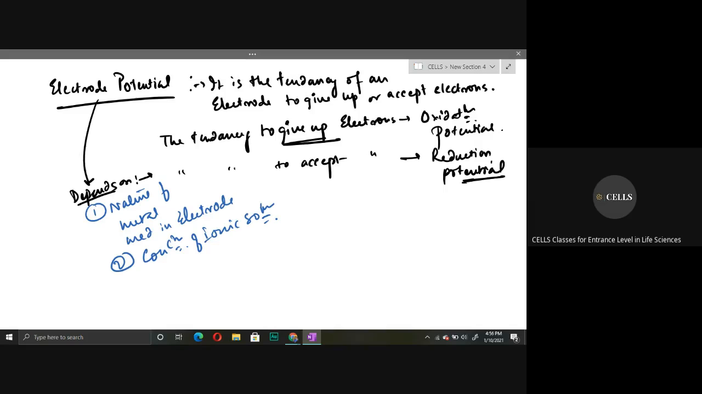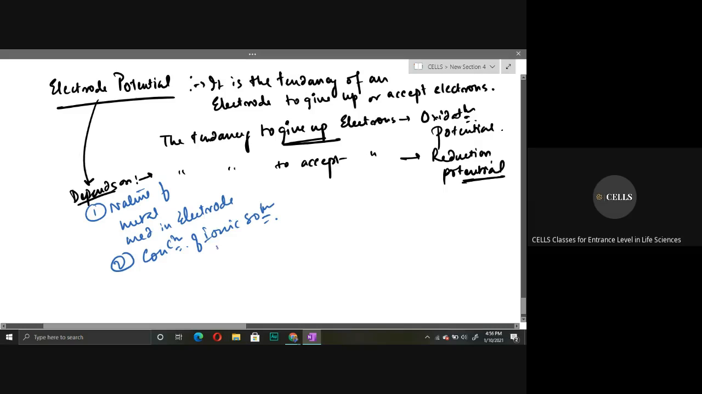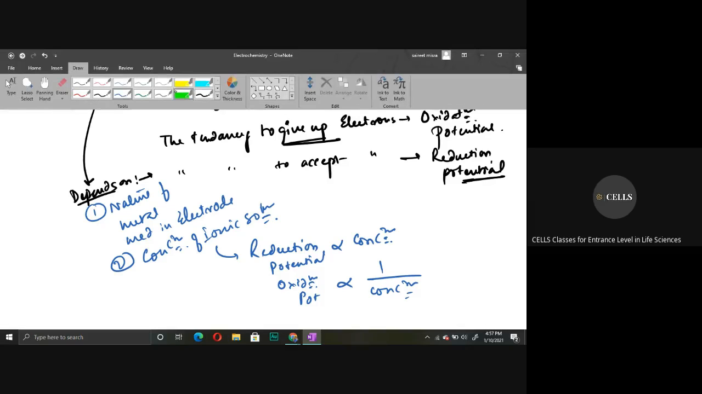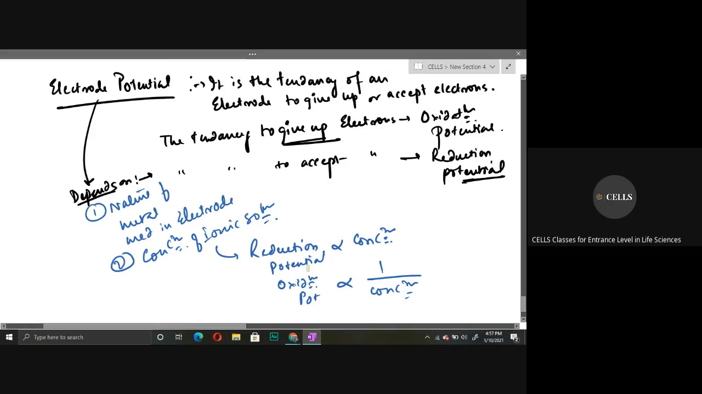Now just remember this: reduction potential is directly proportional to the concentration, whereas oxidation potential is inversely proportional to the concentration. We'll try to solve all the questions with the help of this reduction potential.